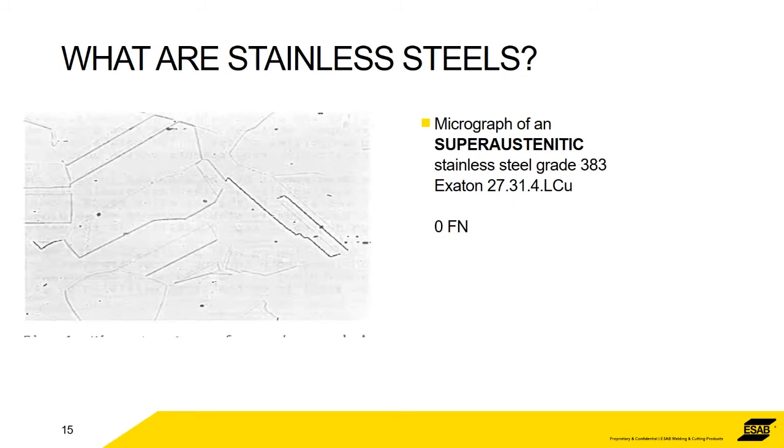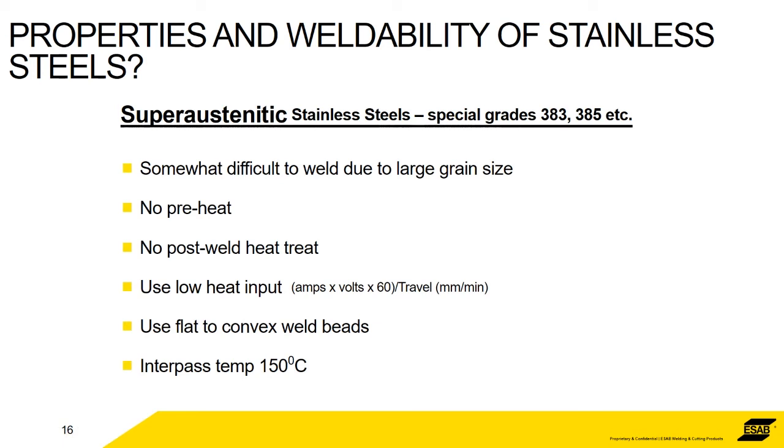Super austenitics. So these are 100% austenitic. There's no ferrite in these at all. So we're talking something like a 383 or Exciton 27314 LCU. So this is very highly alloyed. We're talking 27% chrome, 31% nickel, 4% molybdenum, with copper in there as well. So these are typically characterized by very big grains, and because of that, all these materials want to do is crack because of the big grain size.